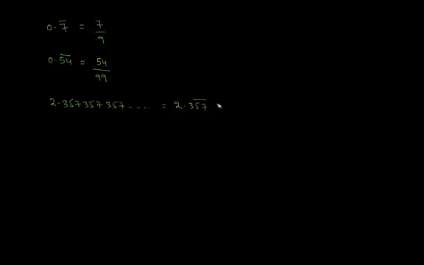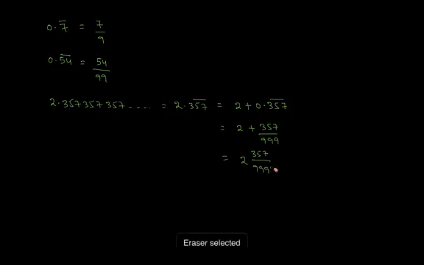2.357 bar, right? And this one you need to write as 2 plus 0.357 bar, right? So 2 plus 357 by 999, right? Understood? So this is a mixed fraction, right? So 2357 by 999, right? Or you can convert it into the improper fraction also.